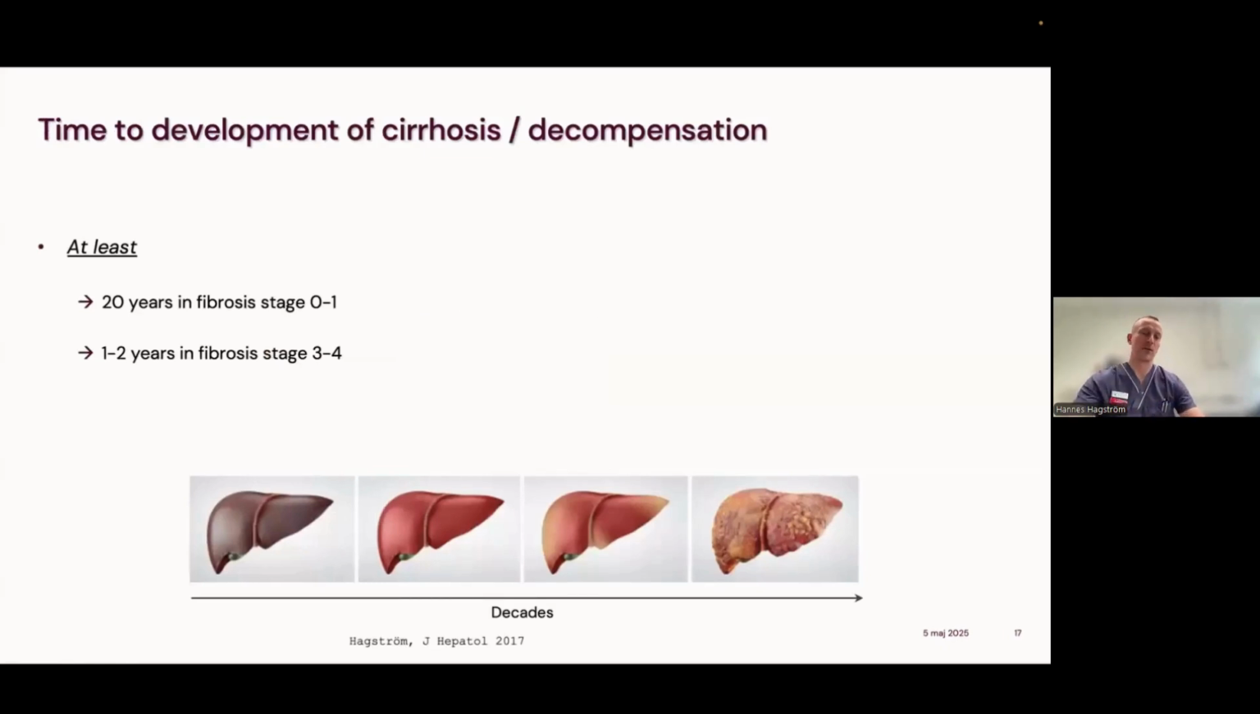And as I mentioned before, we can also use this information to say something about the time to development of cirrhosis or decompensation. In this mathematical model, we found that it takes you at least 20 years in stage fibrosis if you have F0 to F1, whereas it will at least take you a couple of years if you have F3 to F4. And this is the sort of worst case scenario.